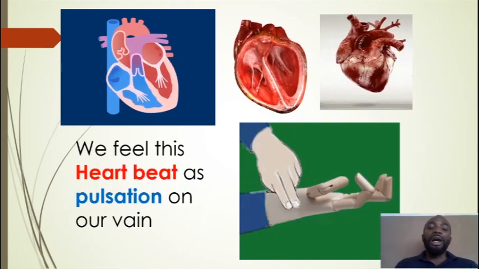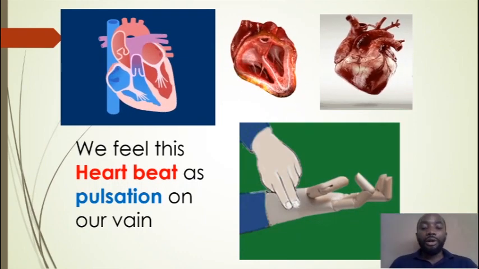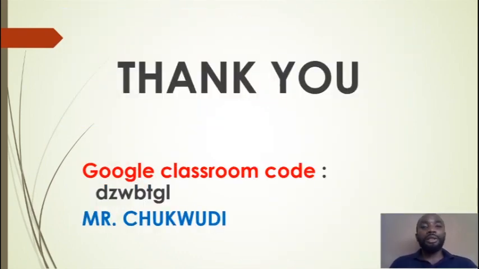Okay, with that, we have come to the end of this particular lesson. By the time we meet next time, we talk about the other parts of the circulatory system, which is what? They are what? The blood vessels and the blood.